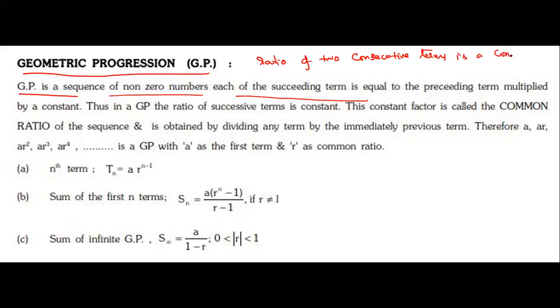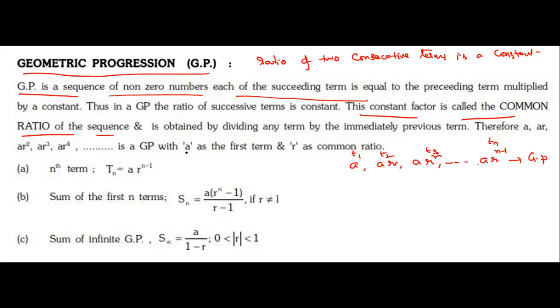If the ratio is a constant, that sequence is called a GP, the ratio of two consecutive terms. The difference of any two consecutive terms being constant is the AP. This ratio constant is called the common ratio. Now, A, AR, AR square and so on, A into R power n minus 1 are in GP, dear students. What is this? First term, second term, third term. This is the nth term. We should remember like this.